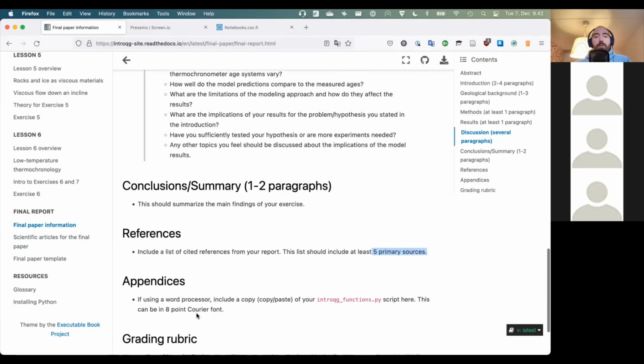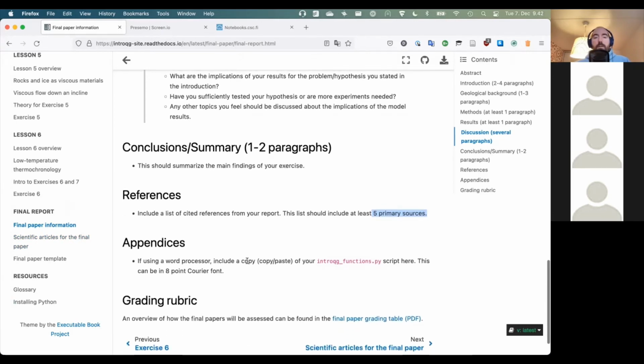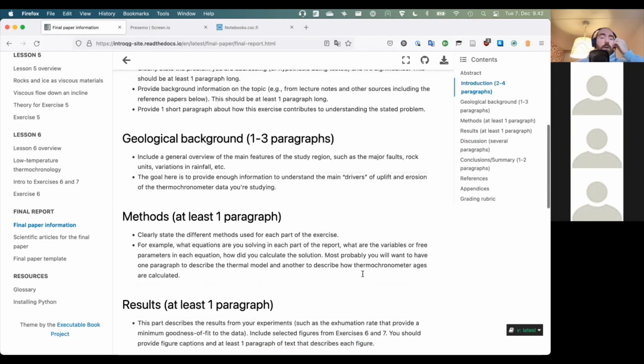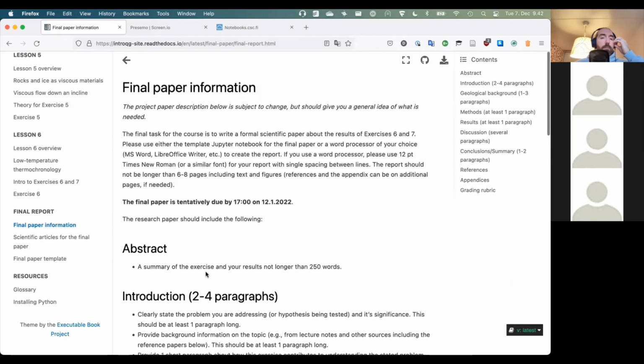And then at the end, if you want, you can include an appendix. I would suggest that you do so either in the form of a copy-paste version of your intro QG functions script file, or a link to that file. If you're using the Jupyter Notebook template for the exercise, you can just have a link to the intro QG functions script file. And yeah, that's the overview of what goes in the final paper.